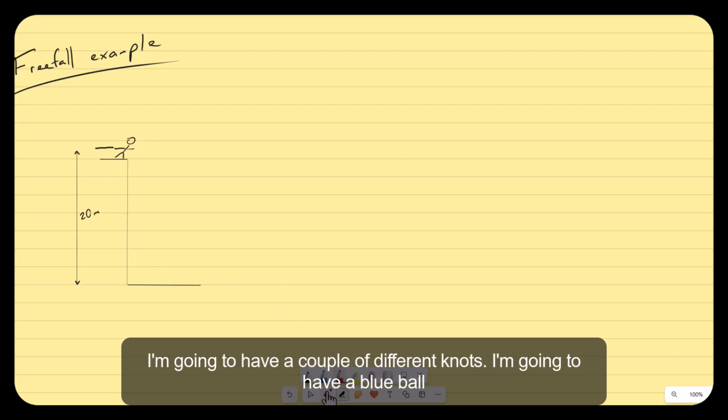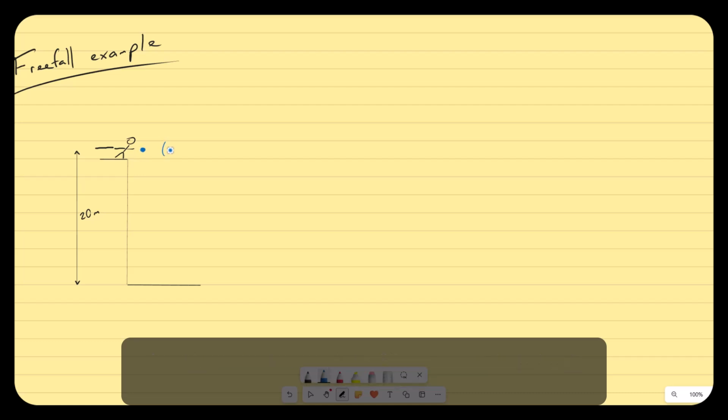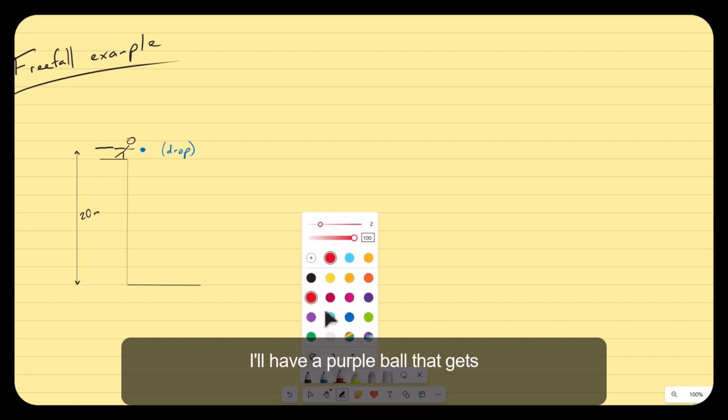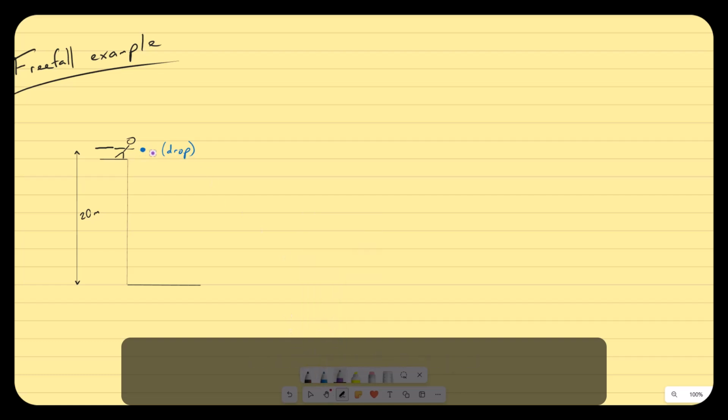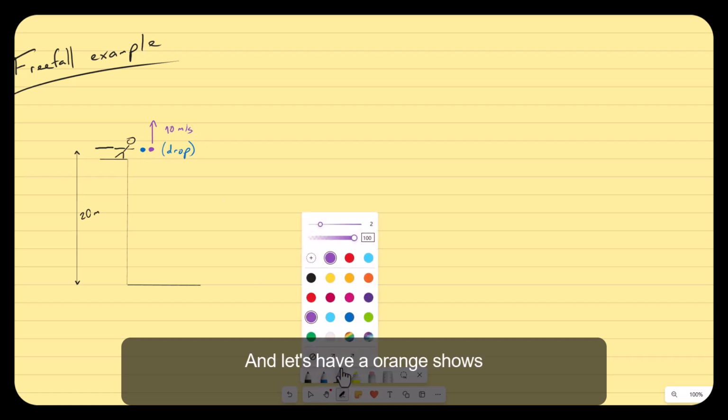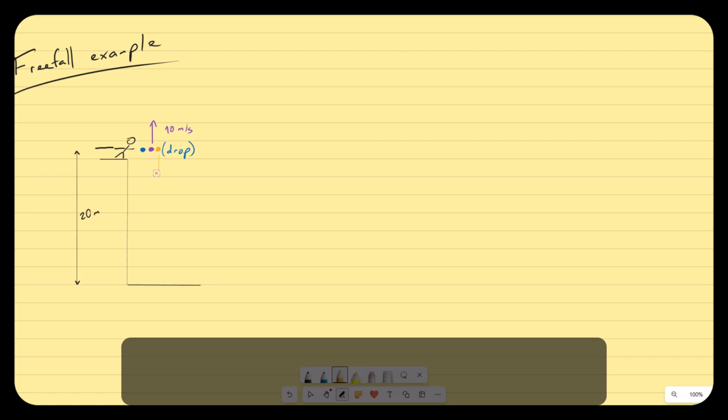I'm going to have a couple of different objects. I'm going to have a blue ball that I'm going to just drop. I'll have a purple ball that gets thrown upward at 10 meters per second. And let's have an orange ball, that shows up pretty well, that's thrown downward at 10 meters per second.